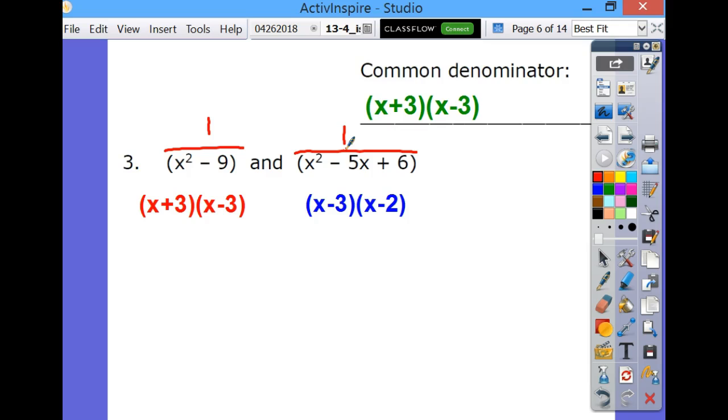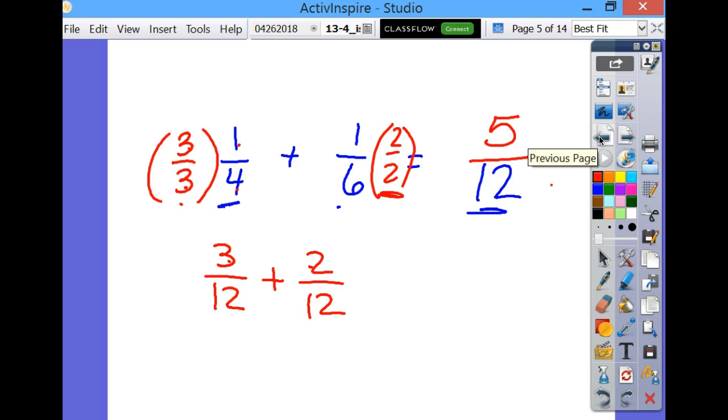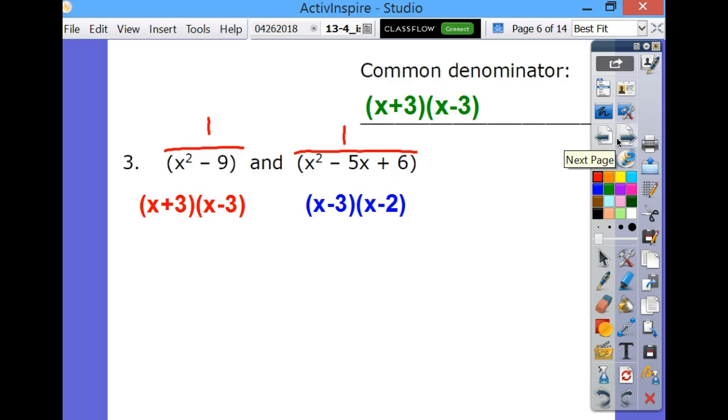Back over here on my numbers, would you agree that my common denominator has to be equal to or bigger than 4? I can't have a denominator that's less. My common denominator can't be smaller. It's got to be at least that big or bigger. That's the same thing over here. My common denominator is going to start with my first denominator. It's going to have all of those.